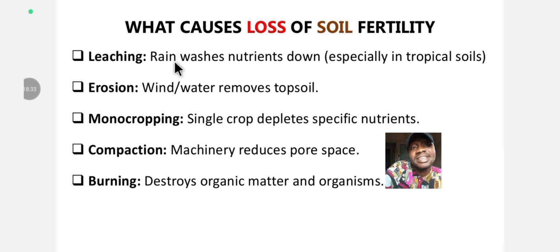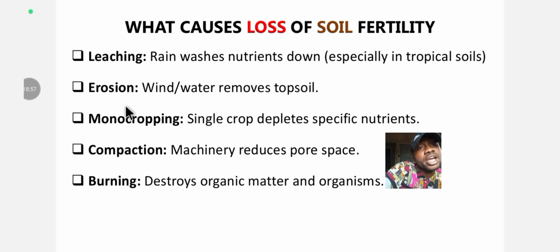The first we have here is leaching. Rainwater washes nutrients down, especially in tropical soil. Leaching is the washing of nutrients from the uppermost part of the soil down inside the soil. Erosion because of these things. So leaching is one method at which the soil loses its nutrients.